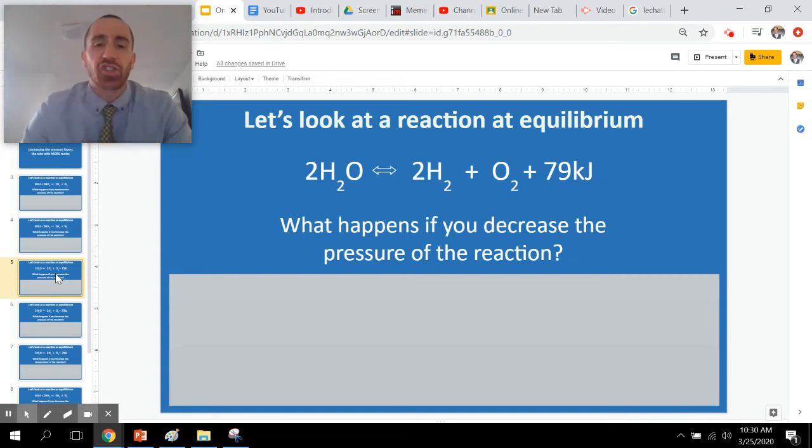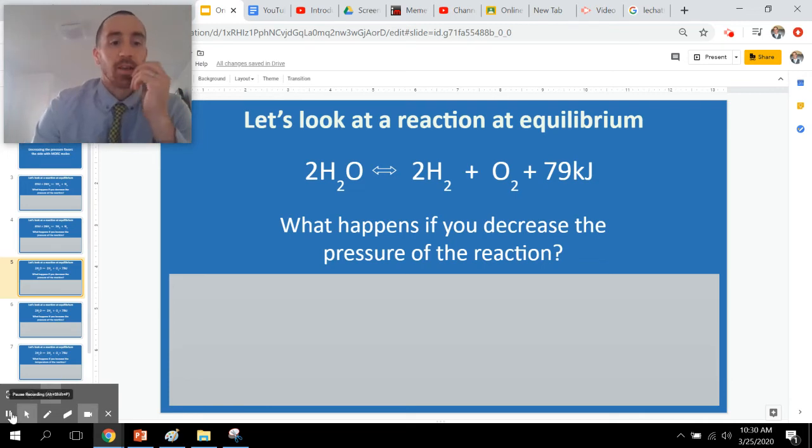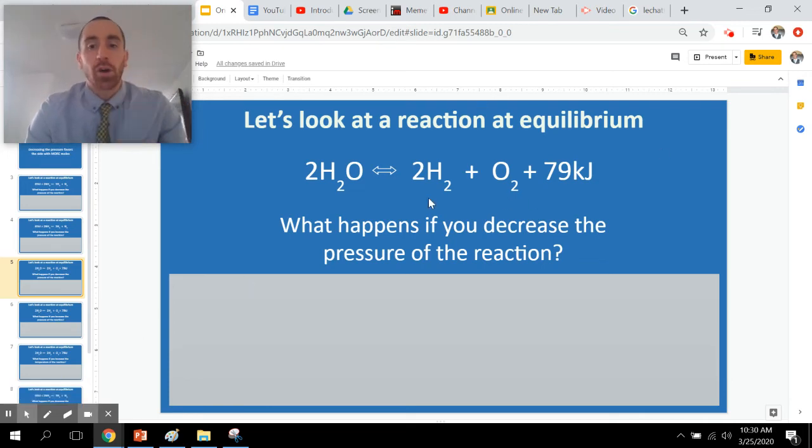We have the decomposition of water to form hydrogen and oxygen as our forward reaction, and the synthesis of water from hydrogen and oxygen is our reverse reaction. Again, pop quiz, pause the video. Is this endothermic or exothermic? What would the sign be of delta H? Think about it. All right, so again, now you notice that heat is a product.